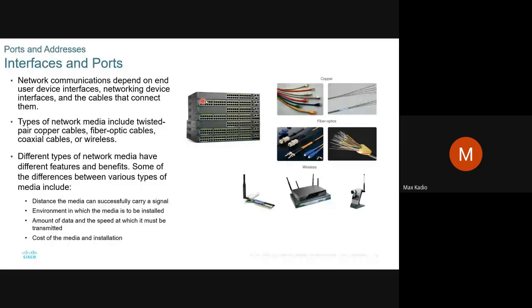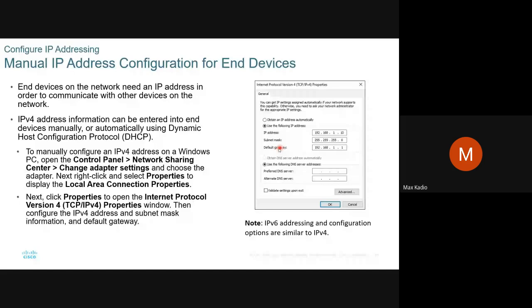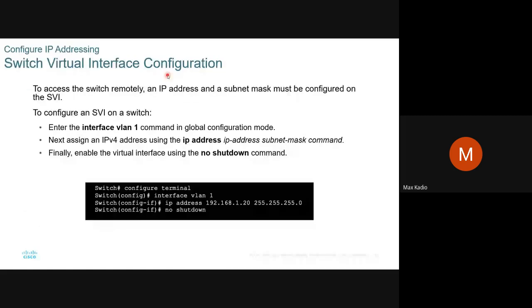So we have how to configure IP address. So if you have your PC, let me finish this one first, then I'll show you. The switch virtual interface, telnet, you want to remotely log on to your switch, because a switch cannot support an IP address, we create a virtual one, a fake one. This is how we create it, and from there, I can remotely log on.